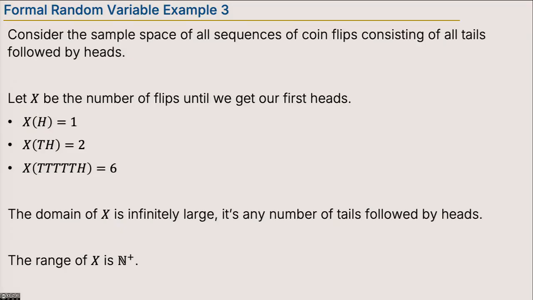Okay? So the domain of this random variable is infinitely large, right? This is Hilbert's hotel type territory. It's any number of tails followed by heads at the end, and the range is going to be the natural numbers not including 0. And it turns out to be an important random variable that we'll be talking about in a little bit, called a geometric random variable. Good for assessing the odds of winning it big on random, say, out-of-the-money options trades.